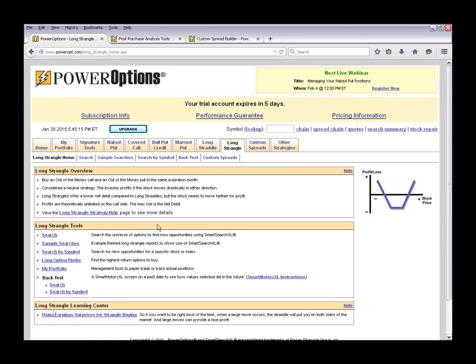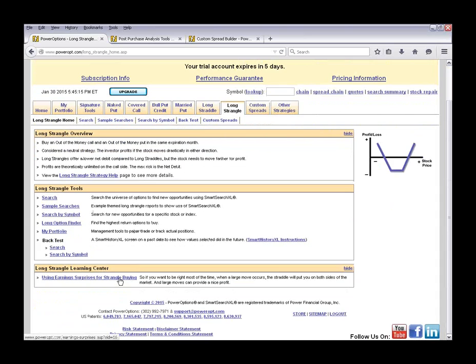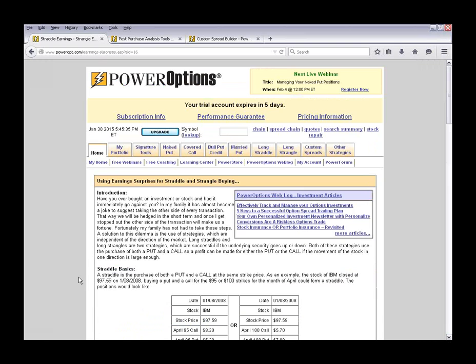Now, on both of those strategies, I wanted to show you something. There's a text link here for a free white paper on Power Options. So if you go into the long strangle or long straddle menu, there's that link there for using earnings surprises for straddle and strangle buying. This is something Ernie put together a few years ago.